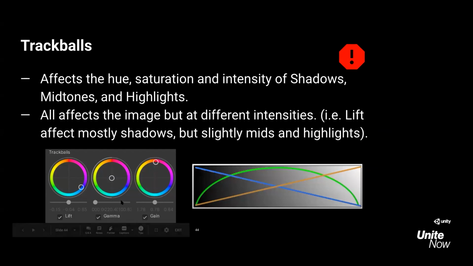Trackballs, another way to control colors. What do trackballs do? It's the same. Every piece of control in the color grading allows us to change colors, but in different ways. In this way, trackballs allow us to modify dark areas, mid-tone areas, and highlight areas separately. It's like we can tint the highlights with one color, the dark areas with another color, and the mid-tones with another color. It's just a way to modify different ranges of the color in different ways.